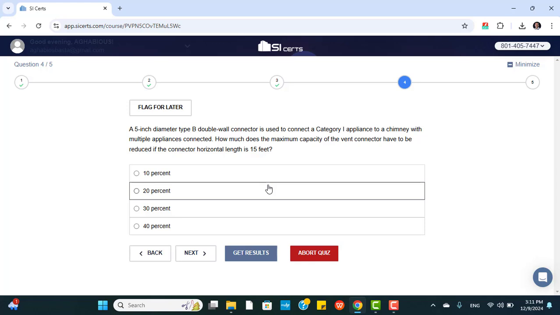A 5-inch diameter type B double wall connector is used to connect a category one appliance to a chimney with multiple appliances connected. How much does the maximum capacity of the vent connector have to be reduced if the connector horizontal length is 15 feet? The reduction.